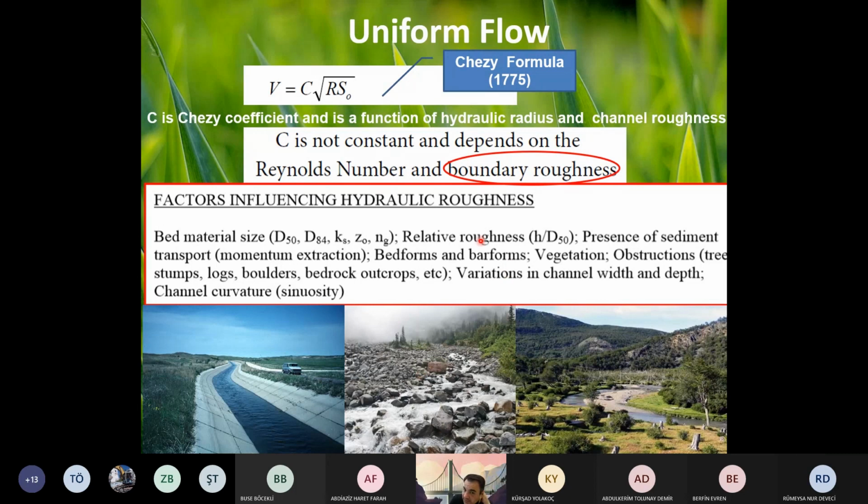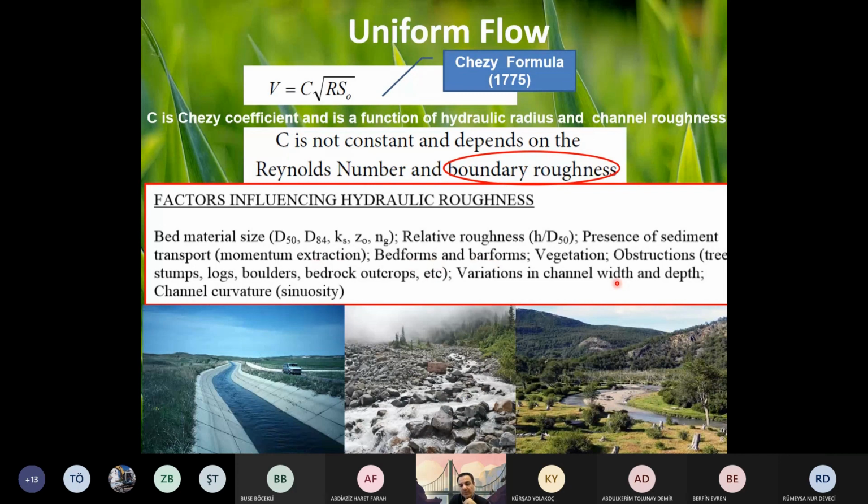Relative roughness. We also have relative roughness. H means depth of the flow at any cross section over D15. This is another parameter. Or sediment transfer. These are called sediment. These are bed load. We say this is bed load because these are very massive stones and rarely move. And if they move, only by sliding on the bed. This is called bed load. This is also called sediment. We have sediment, small particles that move in water.